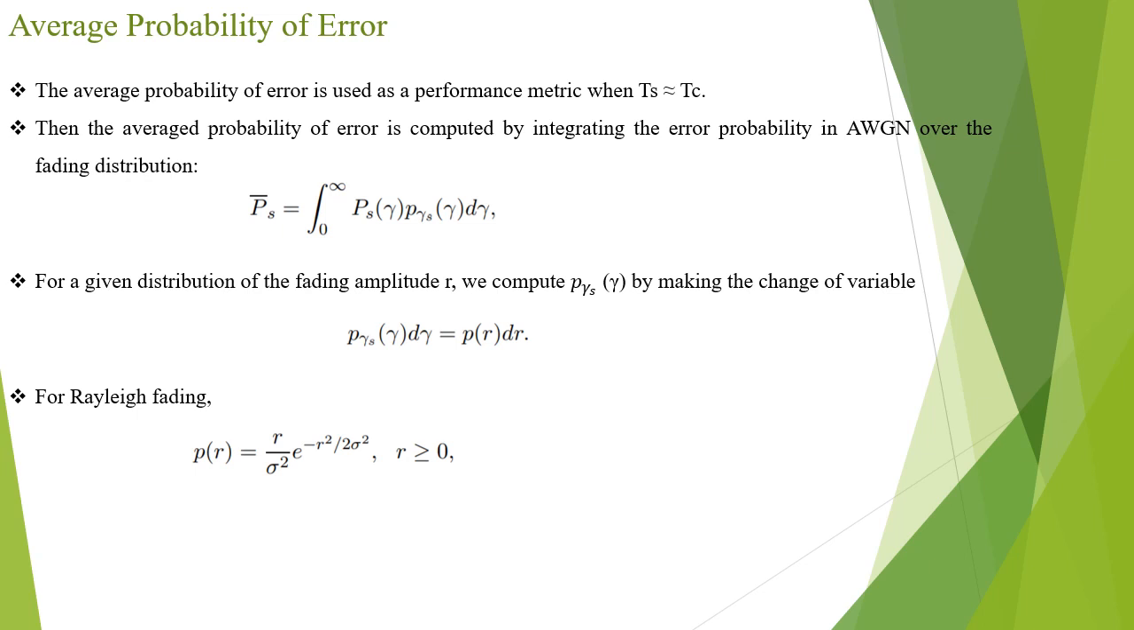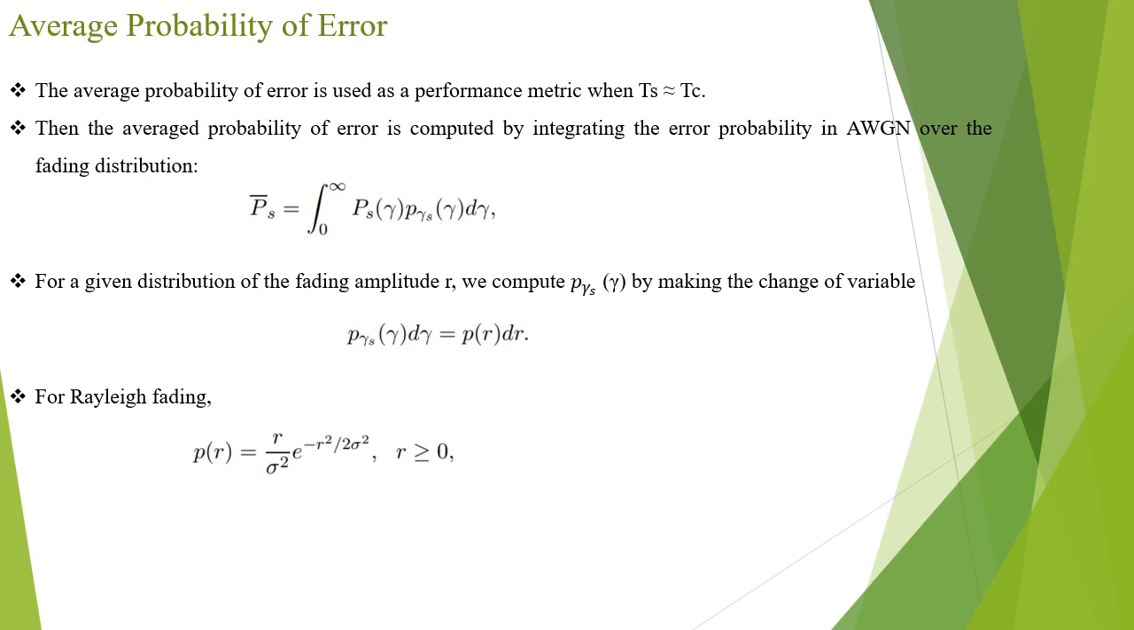The average probability of error is used as a performance metric when Ts is approximately equal to Tc. We can assume that gamma_s is roughly constant over a symbol time. Then the average probability of error is computed by integrating the error probability in AWGN over the fading distribution. Here, Ps(gamma) is the probability of symbol error in AWGN with SNR gamma.